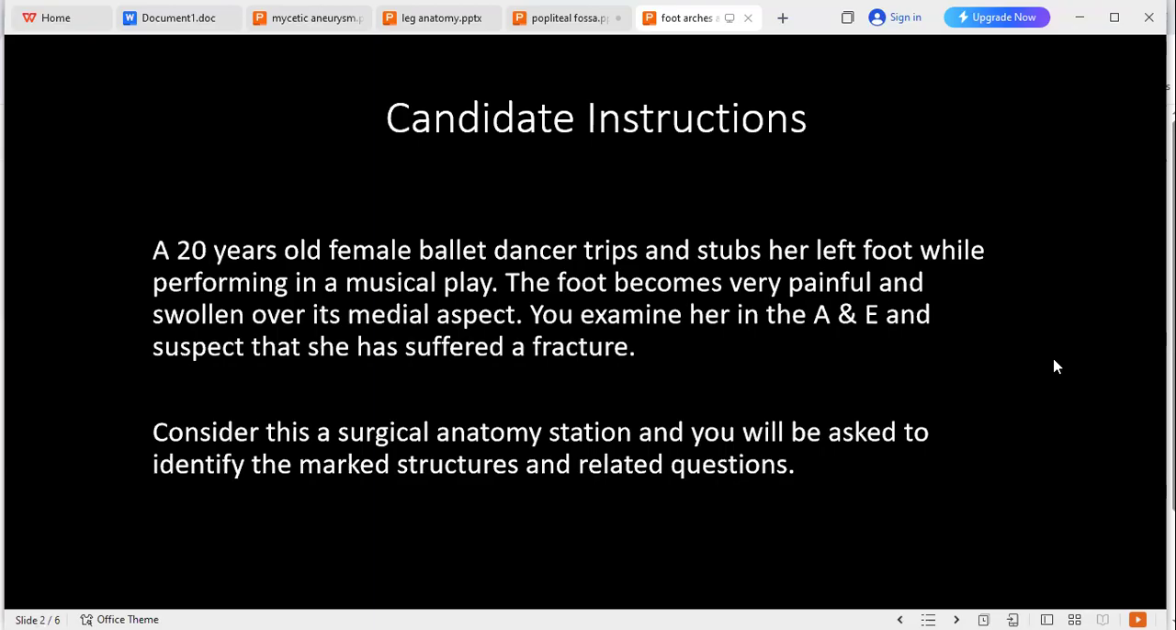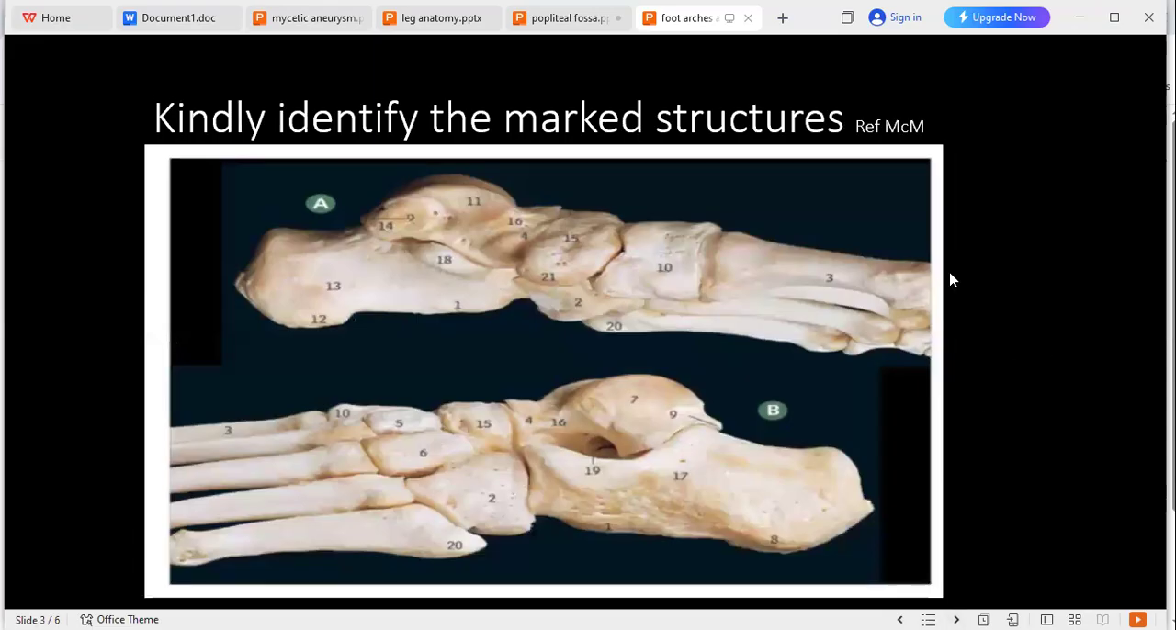Okay, if you have read and understood this surgical anatomy station, please identify the bones of the foot. Identify number 13. This is calcaneus. Please identify number 9. The bone is the talus, and this part of the talus is the lateral tubercle. Yes, lateral. Okay, number 4.